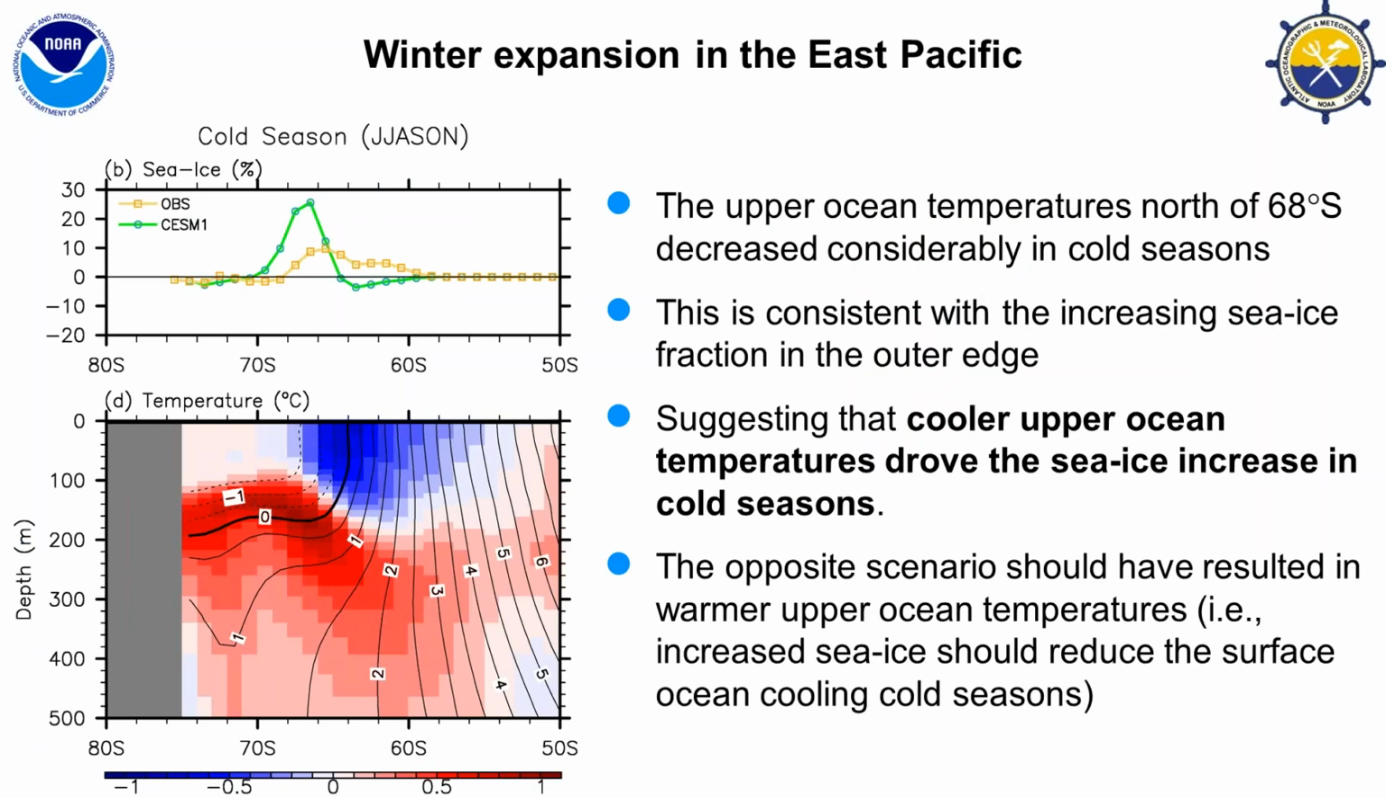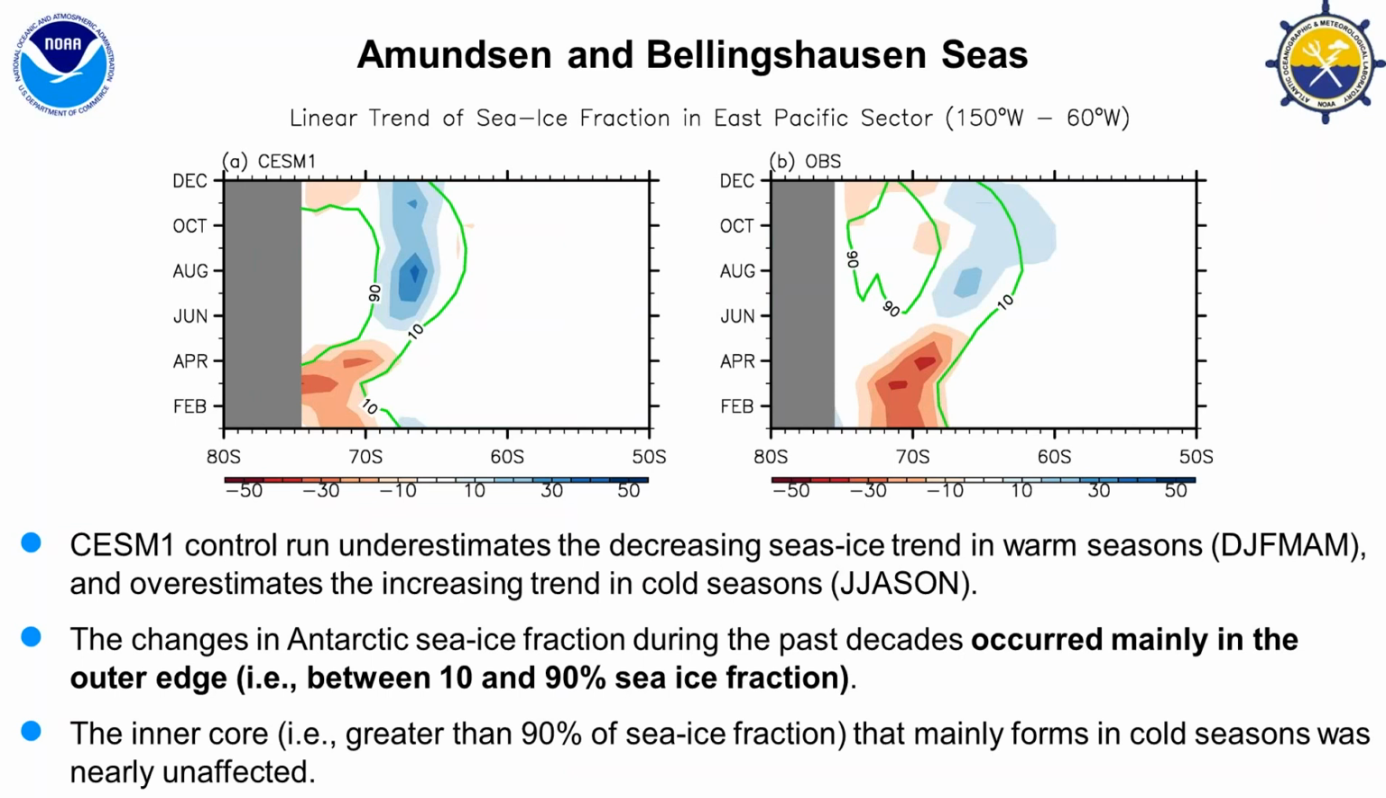All right, I'm almost done. First let's take the expansion of the East Pacific. This is again the same thing, but now I'm averaging for the winter, the cold season, June to November. And then in the next slide, I'm going to show the December to May average.